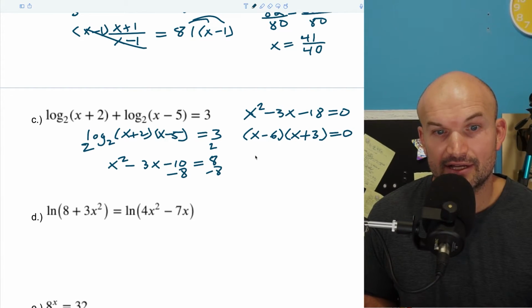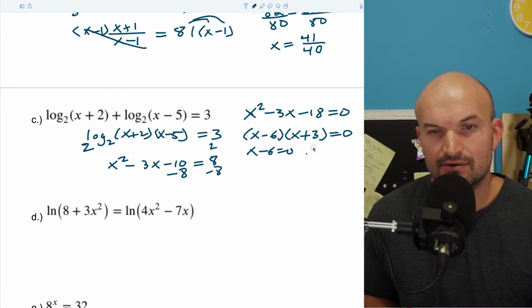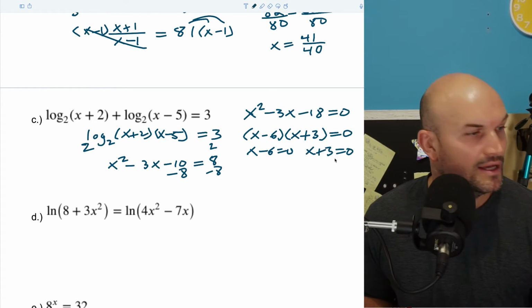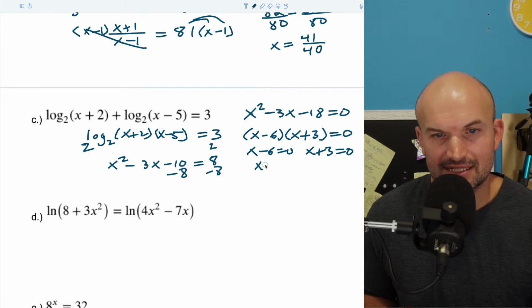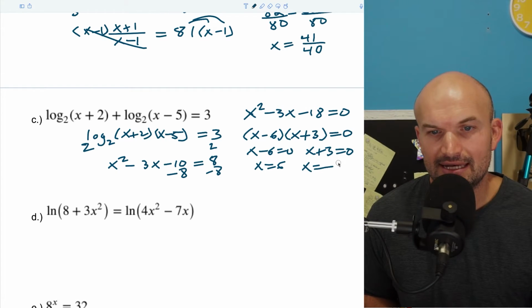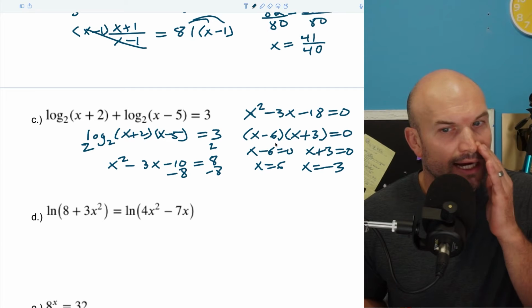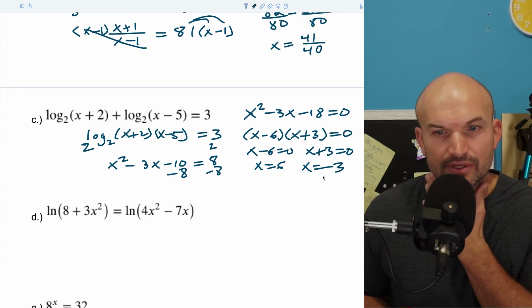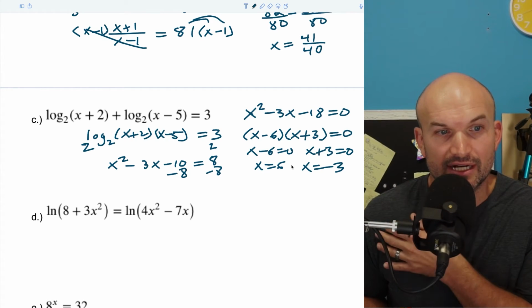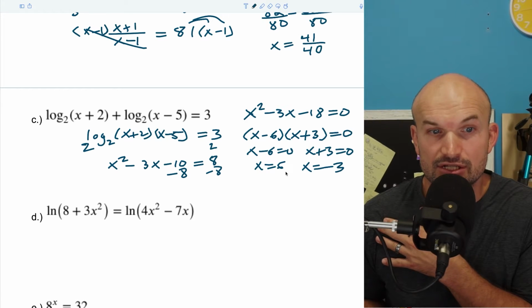Okay, and now I can use the zero product property. So by setting them both equal to 0, right? So x plus 3 is equal to 0. Just want to make sure, and therefore I get x equals 6 and x is equal to negative 3. Okay, now one thing that's really important here is we want to make sure that none of these are going to make us have extraneous solutions, right?